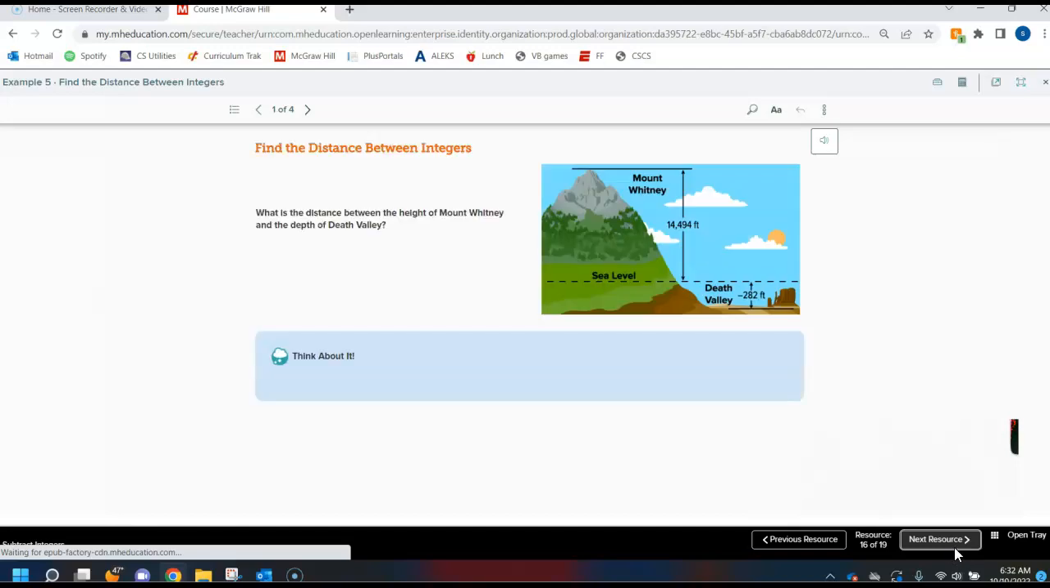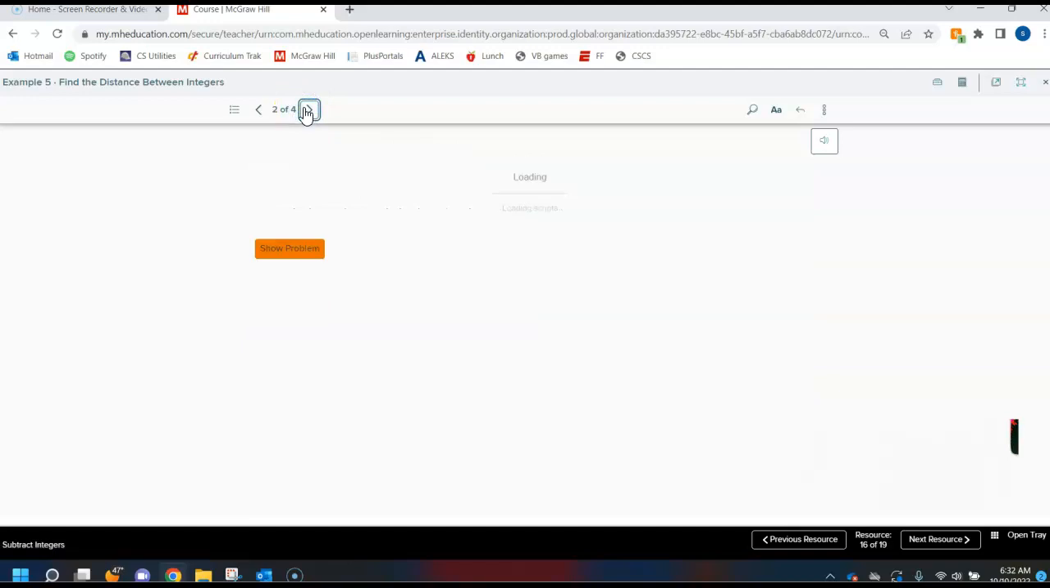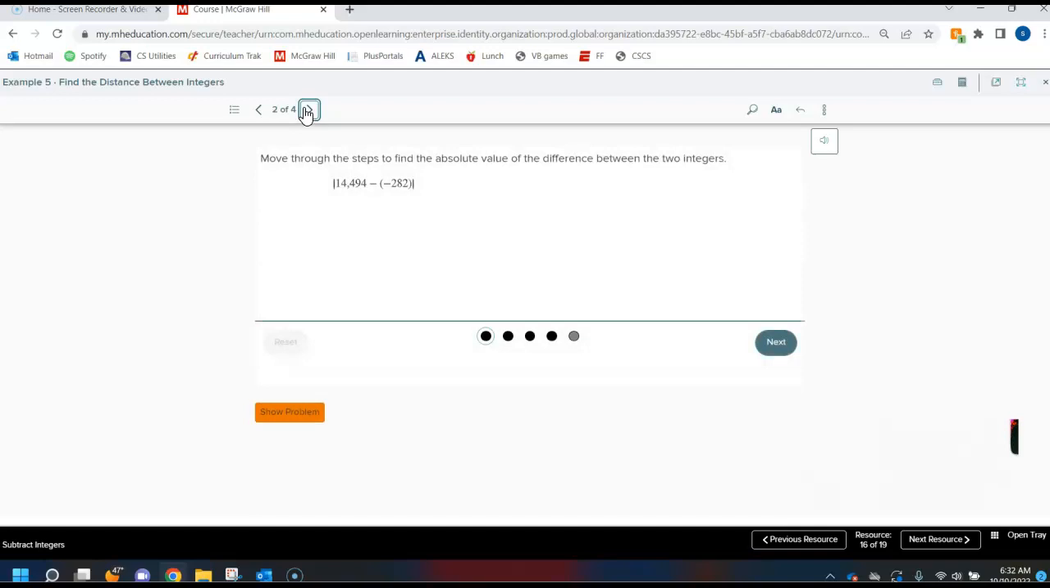And the last thing for this video is, again, you're going to see some that are more like word problems. So if we want to find the distance between the highest point in California and the lowest point, which is Death Valley, at negative 282, then the distance is going to be, again, the difference. So we are going to subtract those two numbers. Okay. And our absolute value is 14,776.